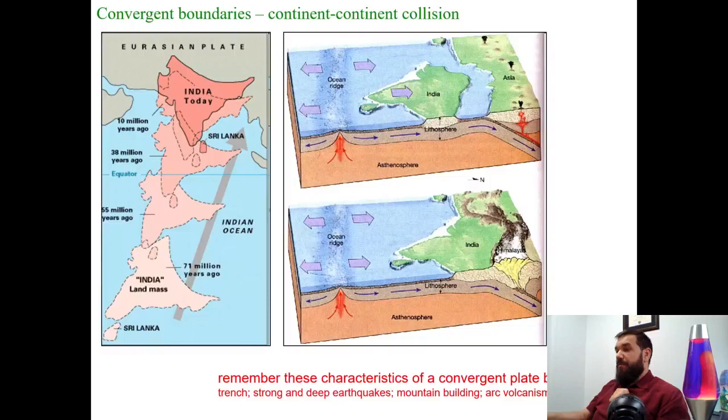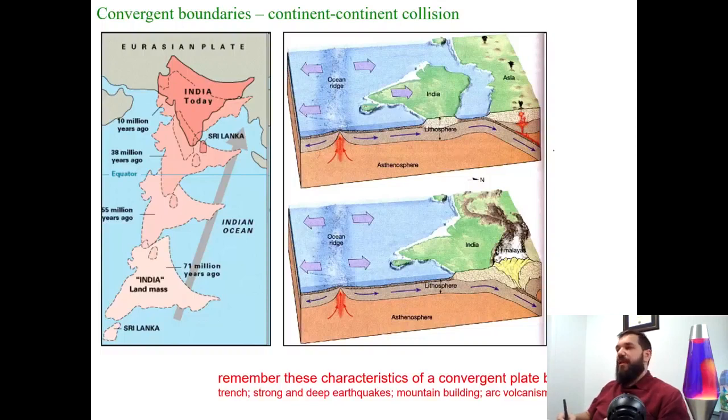But remember these characteristics of a convergent plate boundary: strong, deep earthquakes, mountain building, arc volcanism. All right, let's talk about continent-continent convergence. We have a very good example of continent-continent convergence happening today in India, where India is hitting the continent of Eurasia.